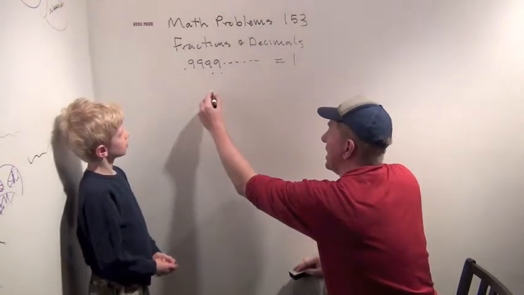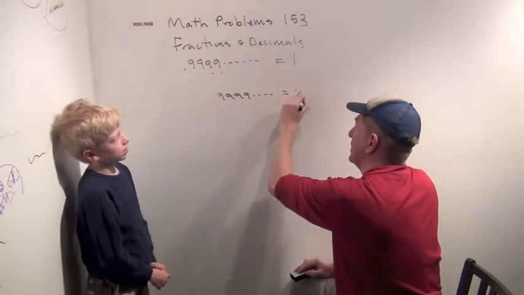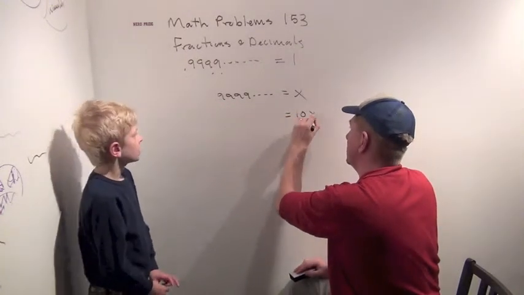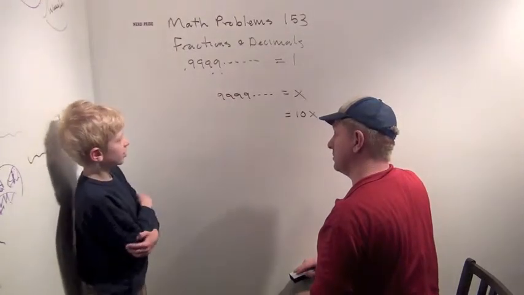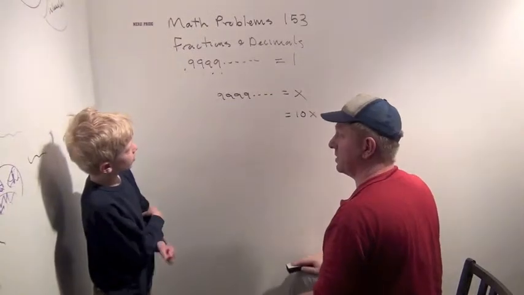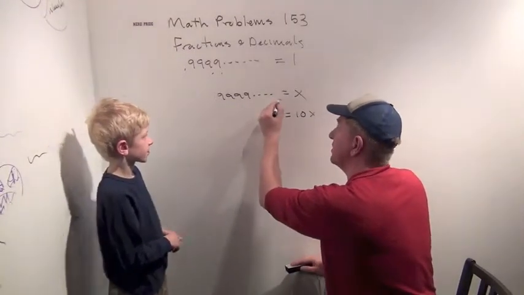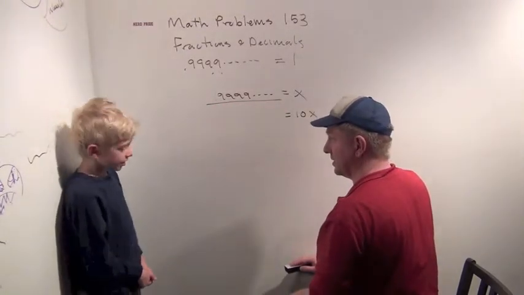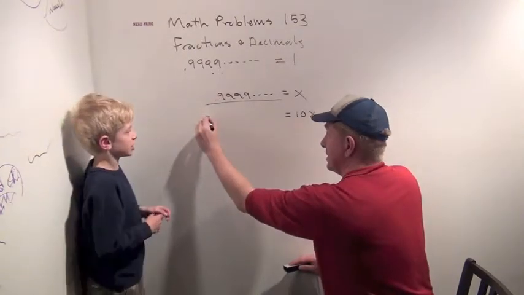Let's call this number x. What do you think I get when I multiply this by 10? How many decimal places do I shift over when I multiply by 10? You shift over 1. So what number is this going to be? 0.99999 times 10 is still going to have all of those 9s, but it's going to be 9.999, and so on.